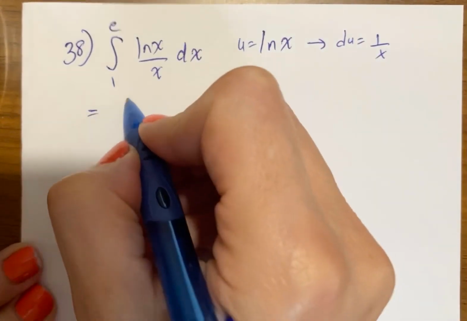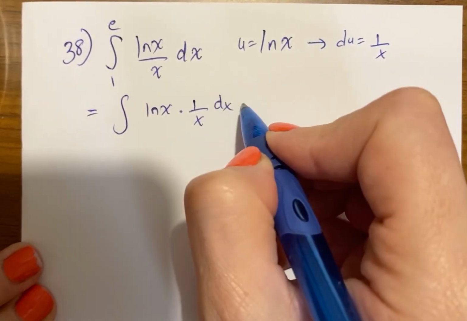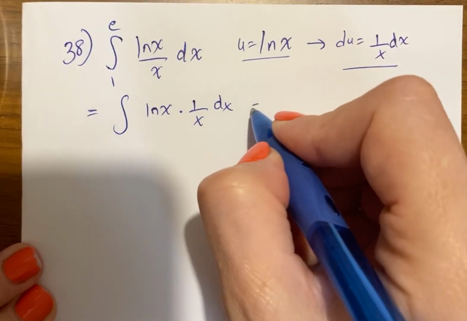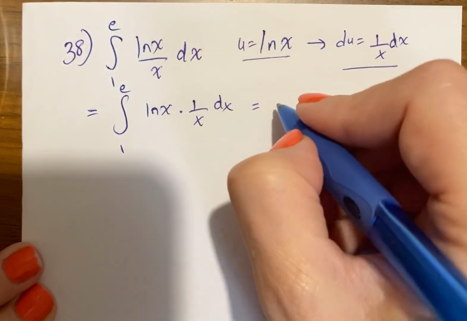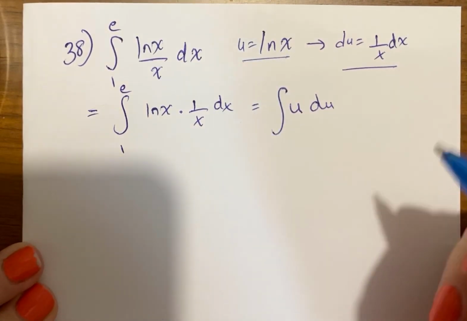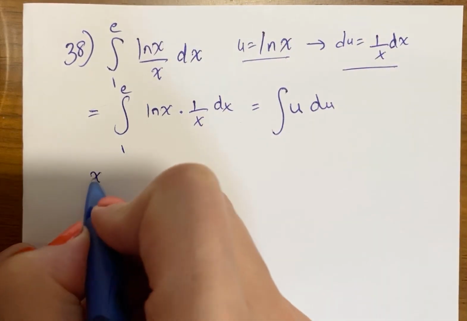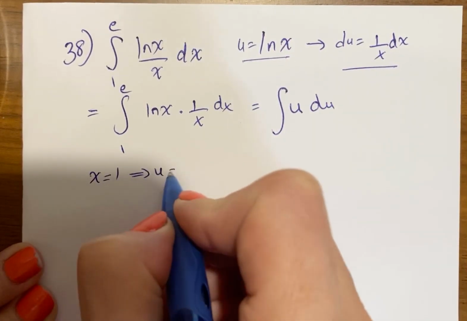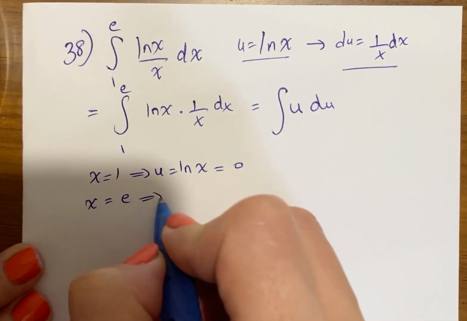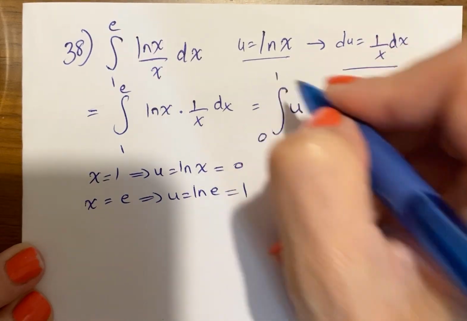Always. So this can be written as, so if u is ln x and du is 1 over x dx, then this becomes u du. What is the only thing we have to change now? The limits. See, if x is equal to 1, u is equal to ln x equals 0. If x is equal to e, u is equal to ln e, which is 1. So it becomes from 0 to 1.